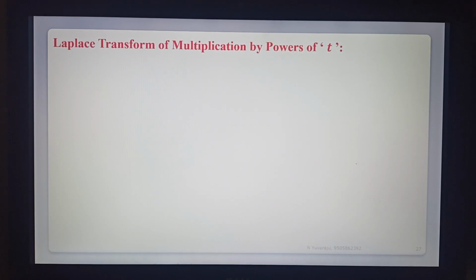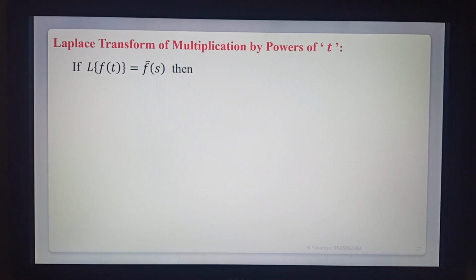Okay, hi students. Today we are learning the topic in this lecture: Laplace transformation of multiplication by powers of t. Given a function f of t, we are already finding the Laplace transformation of f of t. Now, multiplying the given function by powers of t, that is t into f of t, t square into f of t, and so on up to t power n into f of t, we will find the Laplace transformation of those functions.